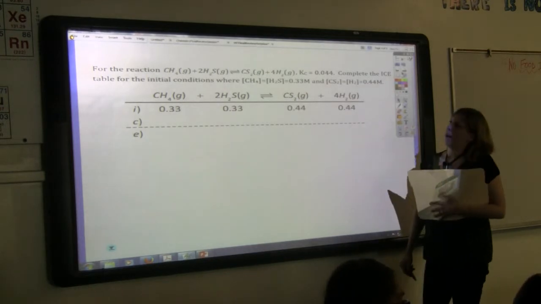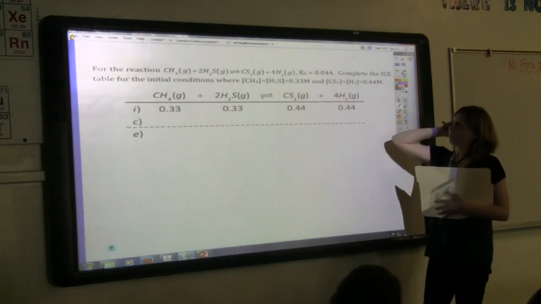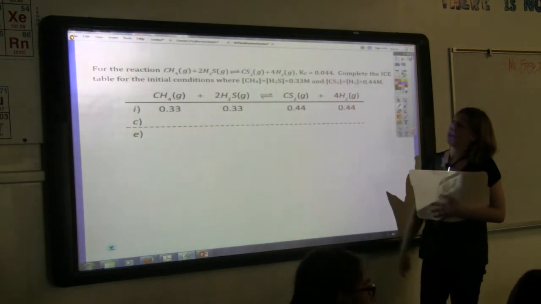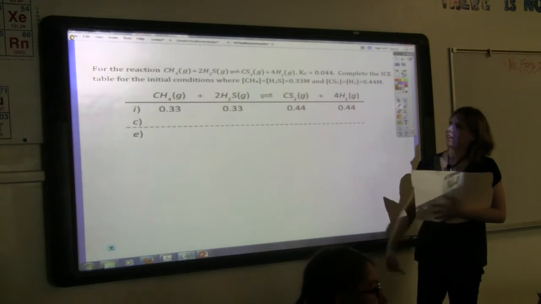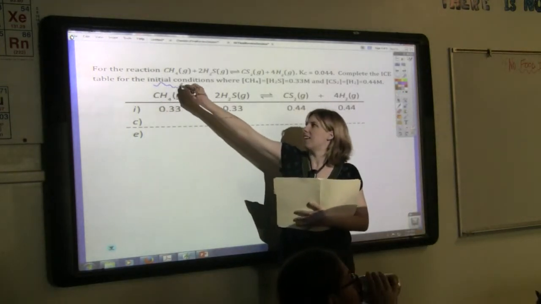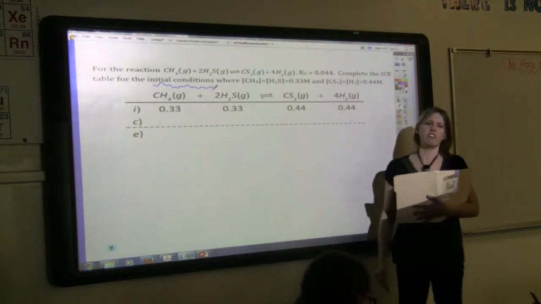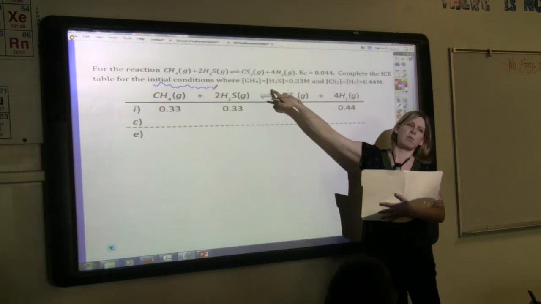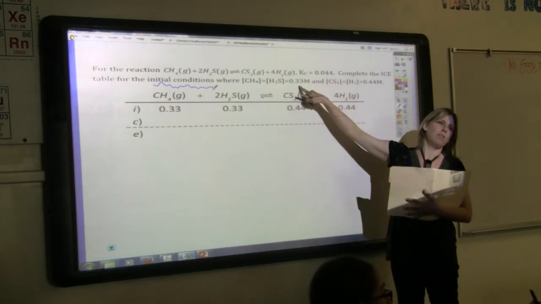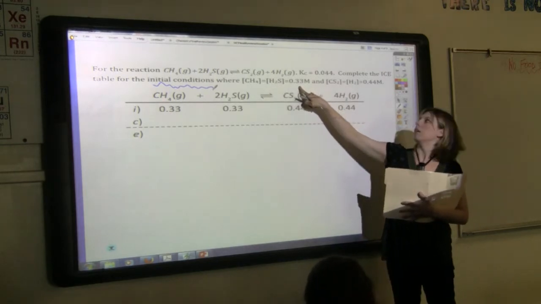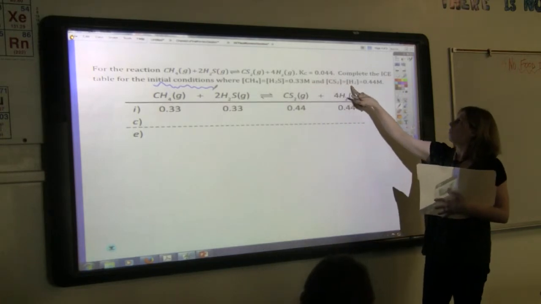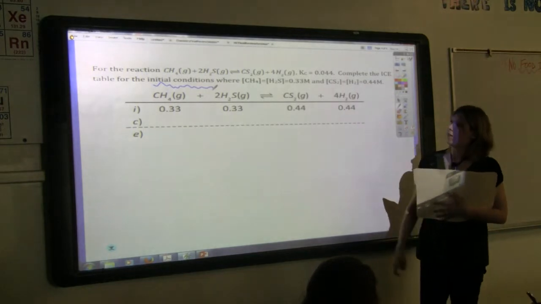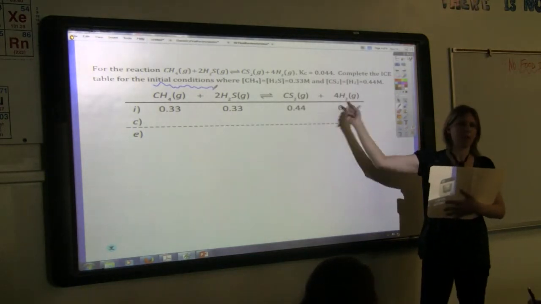So it says for the reaction, it gives you a reaction. K equals 0.044. Complete the ICE table for the initial conditions, and this, if it didn't say ICE table, initial conditions should have given it away, where CH4 equals H2S, and both of those equal 0.33. And CS2 is the same concentration as H2, and they're both 0.44. So in this case, we actually have some product and some reactant.